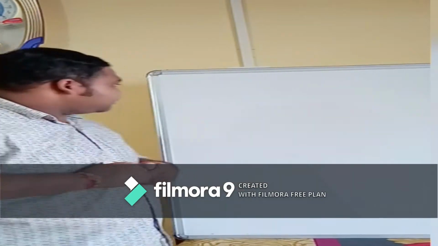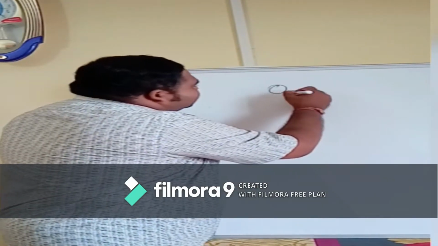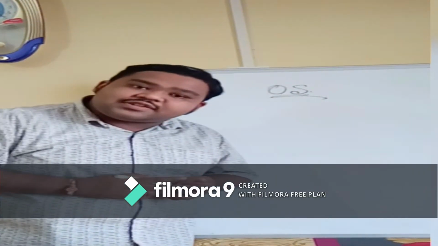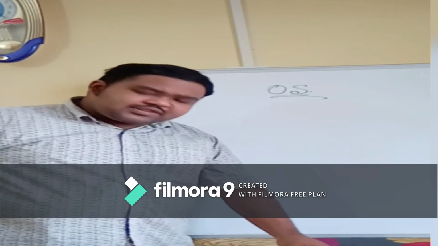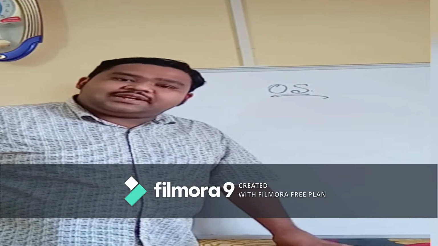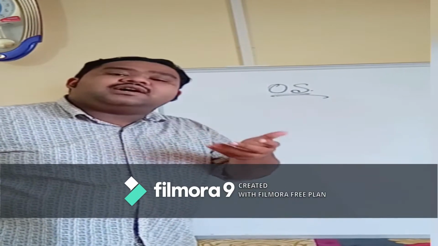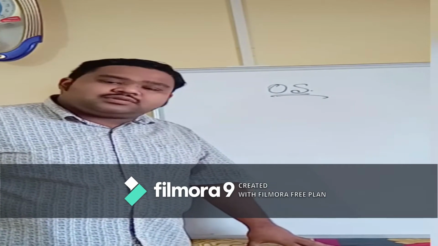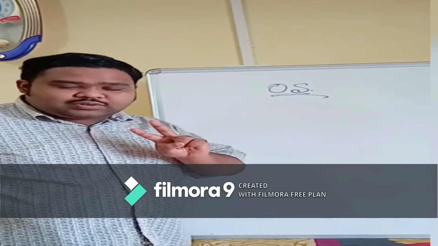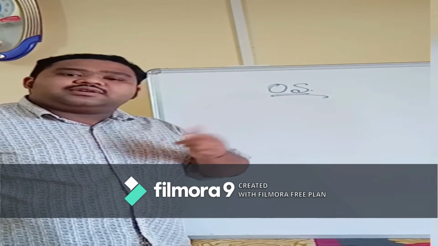Alright. So, OS. What is an OS? OS is an operating system. So operating system is nothing but a software. It acts as the interface between the user and the computer. Operating system acts as the interface between the user and the machine.